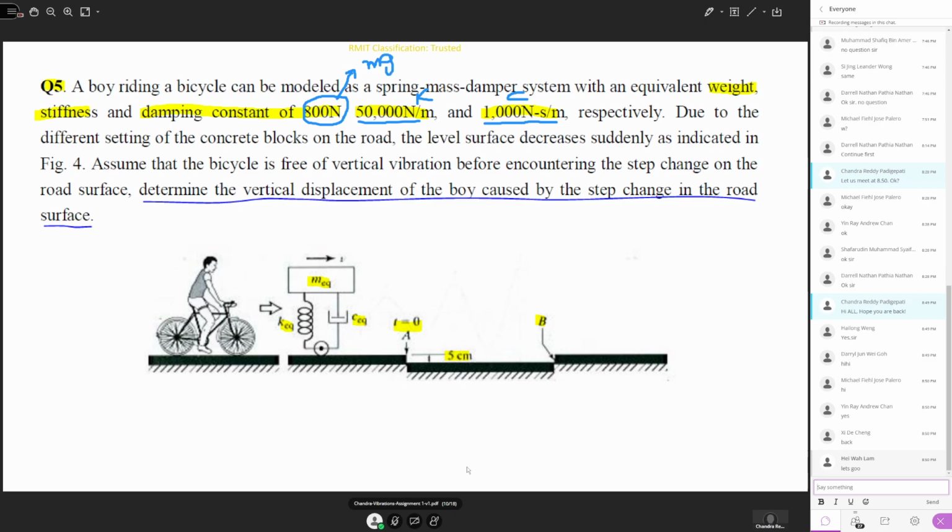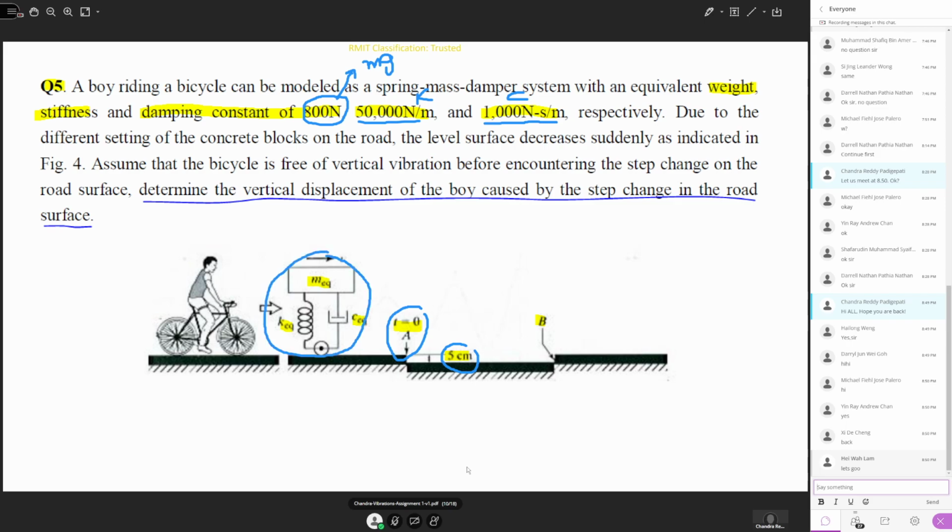So due to the different settings of the concrete blocks on the road, the level surface decreases suddenly as indicated in the figure. So you can see that when the time is 0 at point A, the vertical displacement of the block is 5 cm. Okay, the level of the surface decreases suddenly as indicated here.